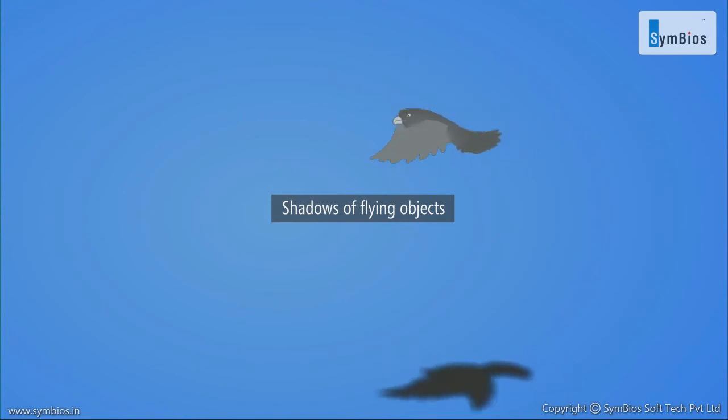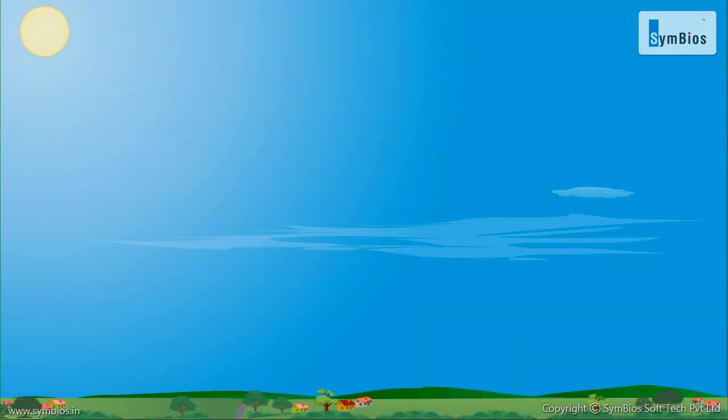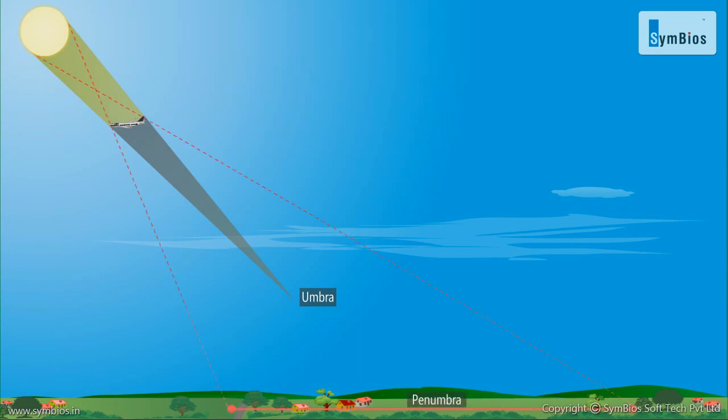Shadows of flying objects. When you try to locate the shadow of a flying object, for example a bird or an airplane which is flying high up in the air in sunlight, you will not be able to locate a shadow. That is because when the flying object obstructs sunlight, it is high up in the air and therefore its umbra does not reach the earth. The penumbra is formed, but is so faint that it is not visible to the naked eye.